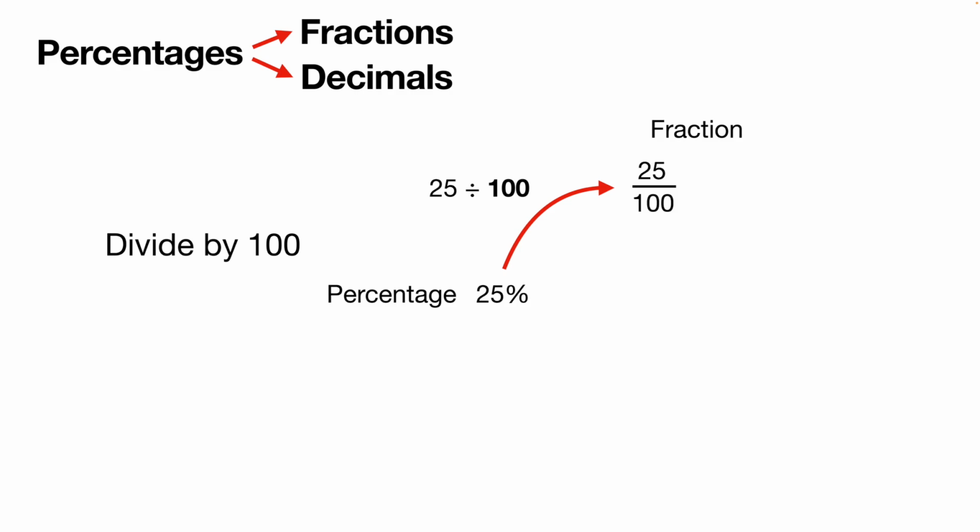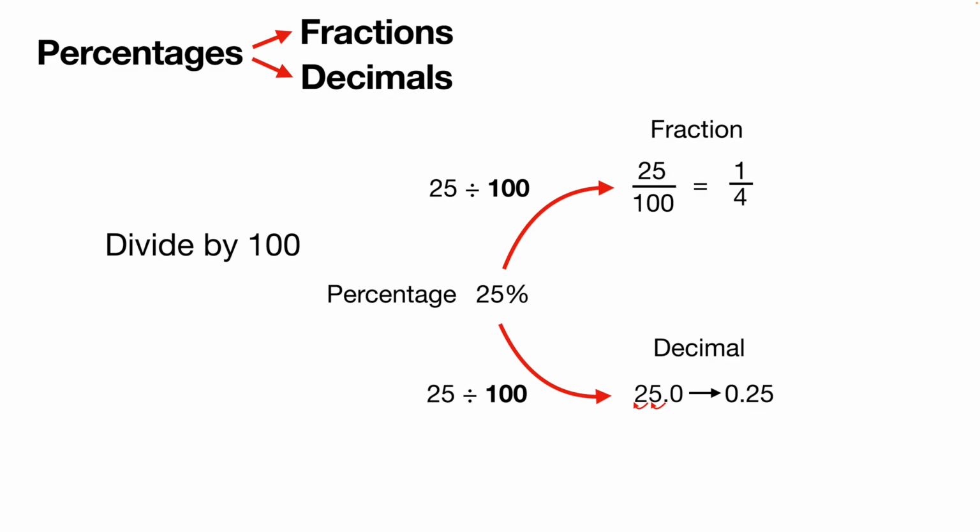Obviously with a fraction we just write it like this, 25 divided by 100, which if you look at it closely, divide top and bottom each by 25 is 1 over 4. If we're going to a decimal, again we divide by 100, and here we just do it mathematically. So 25.0, you remember what we do, we move the decimal place to the left, which divides the number by 10. We do it twice, and so we get 0.25. That's the decimal. So a percentage is 100 times too big. If you're converting it to a fraction or a decimal, you divide by 100.